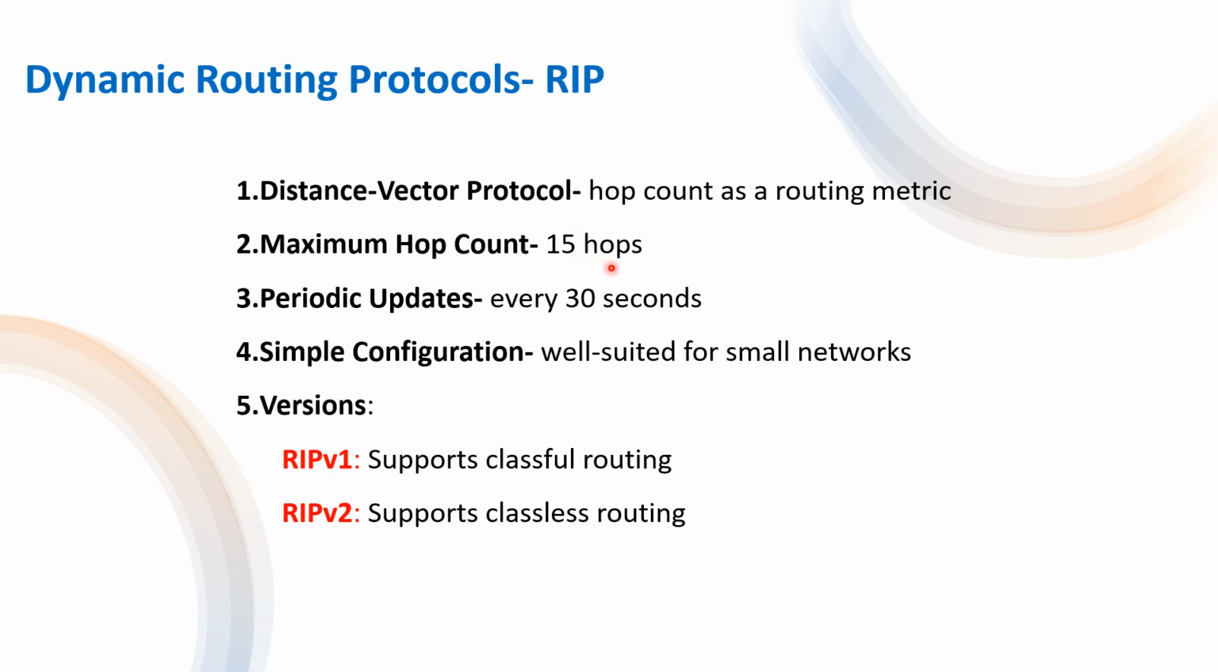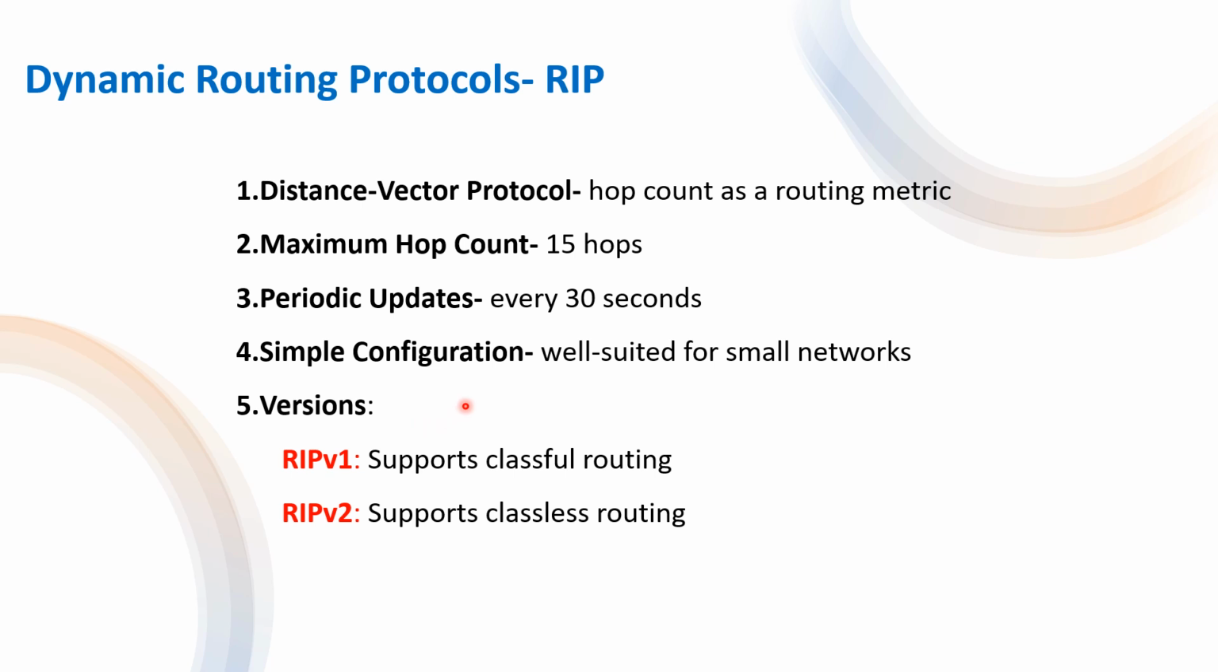The maximum number of hops allowed for a route is 15, which limits RIP's use to smaller networks. If a route exceeds 15 hops, it is considered unreachable. Routers running RIP send their routing tables to neighboring routers every 30 seconds, updating routes regularly but potentially causing delays in larger networks. RIP is easy to configure and well suited for small networks where minimum administrative effort is needed.